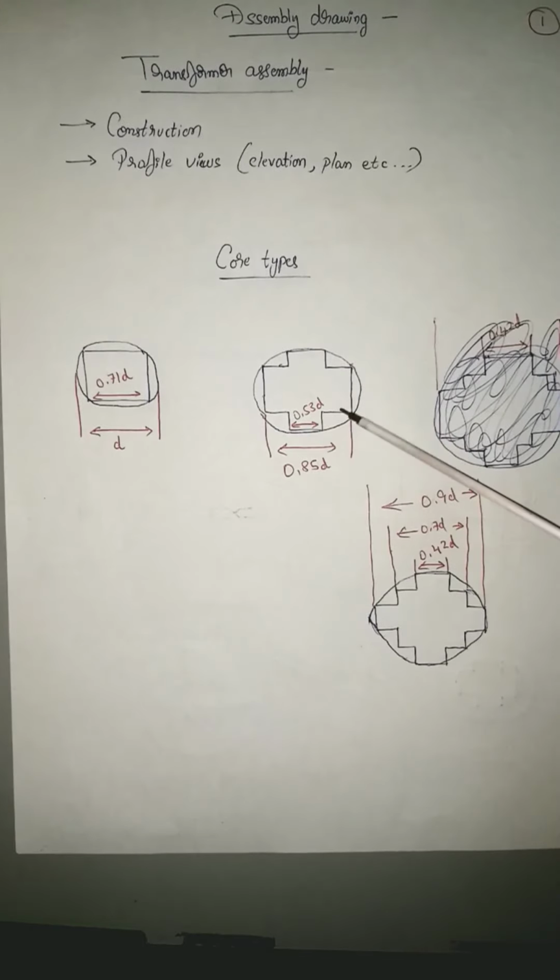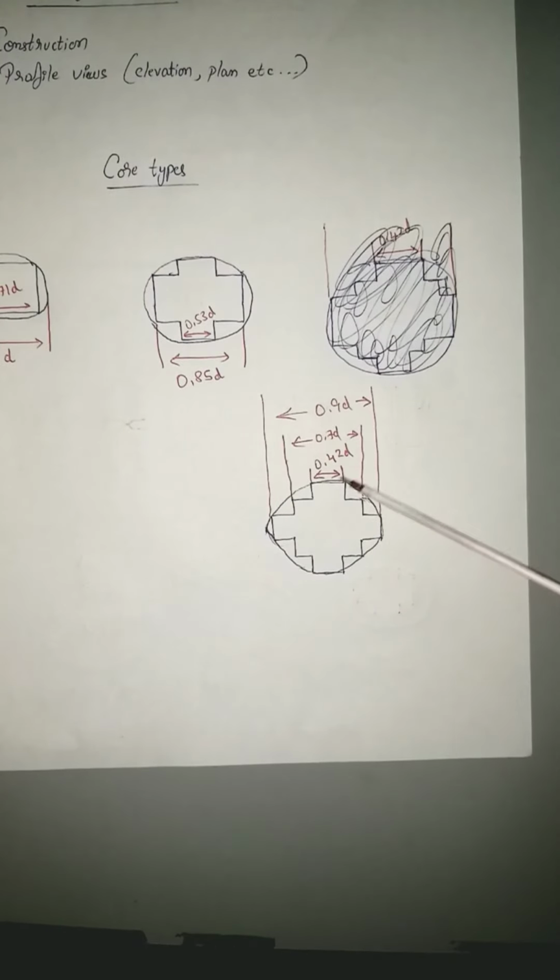And here coming to two-stepped core, the width of the largest stamping is 0.85 D and that of the second step is 0.53 D, where D is nothing but the diameter of the circumscribing circle. Similarly, coming to three-stepped core, the first stamping is 0.42 D, the second stamping 0.7 D and the largest stamping 0.9 D.